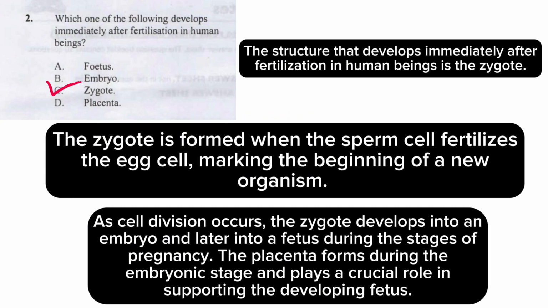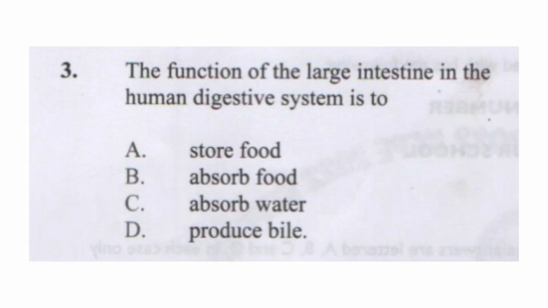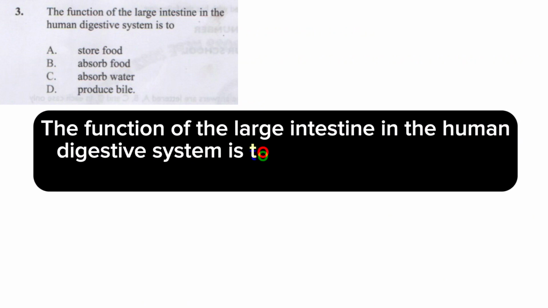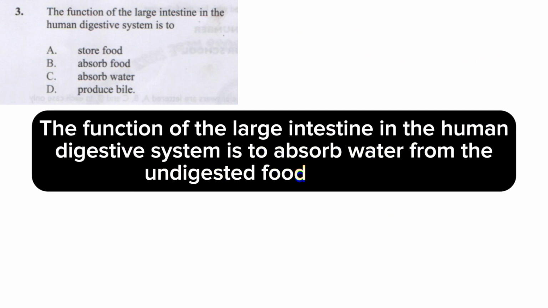Question 3. The function of the large intestine in the human digestive system is to A, store food, B, absorb food, C, absorb water, D, produce bile. Okay, the function of the large intestine in the human digestive system is to absorb water from the undigested food material.